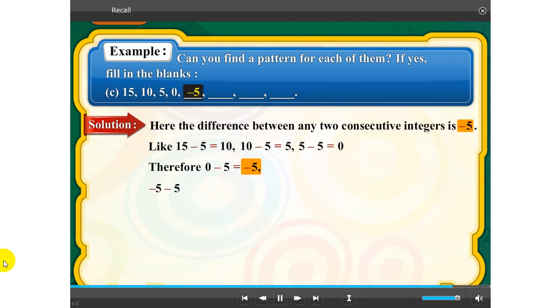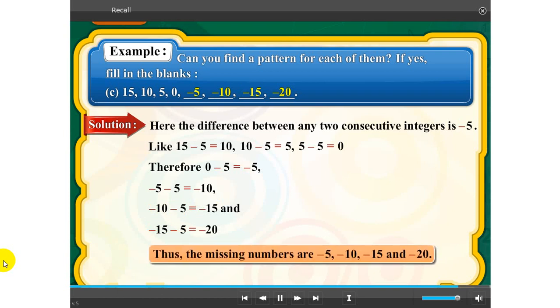Therefore, 0 minus 5 is equal to -5. -5 minus 5 is equal to -10. -10 minus 5 is equal to -15. And -15 minus 5 is equal to -20. Thus, the missing numbers are -5, -10, -15 and -20.